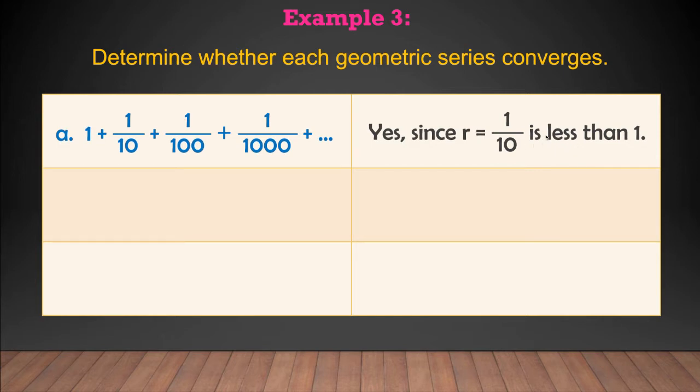Remember, when the absolute value of r is less than 1, then the series converges. Converges meaning there is a definite sum. Letter B, 8 minus 4 plus 2 minus 1 plus dot dot dot.